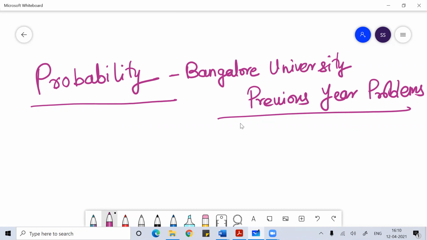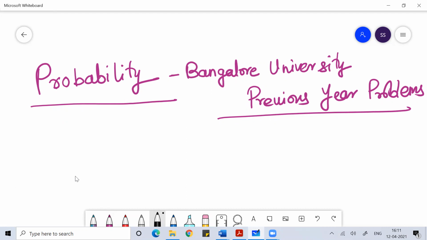Welcome everyone to my class on probability, where I discuss Bangalore University previous year problems. Although probability is a very vast topic, you can go through my playlist on quantitative aptitude, where you can find a separate 2-hour video on probability. If you want to understand this concept in much more detail, you will get a better picture there. But even then, the objective of today's class is to discuss probability only from the perspective of the previous year questions which came in the Bangalore University exam.